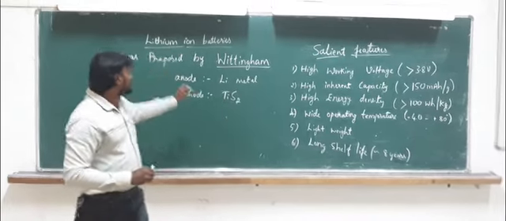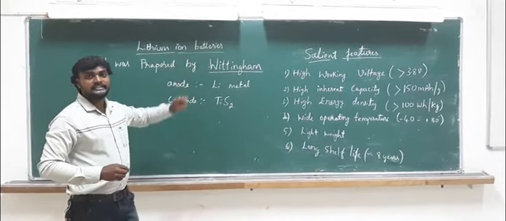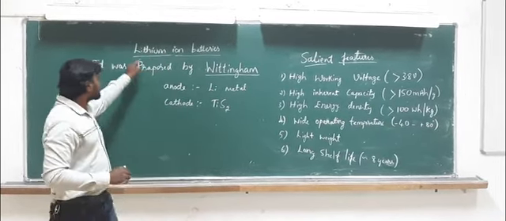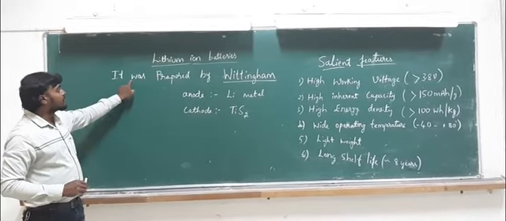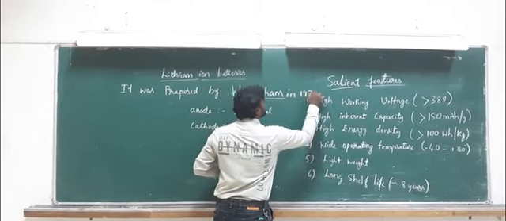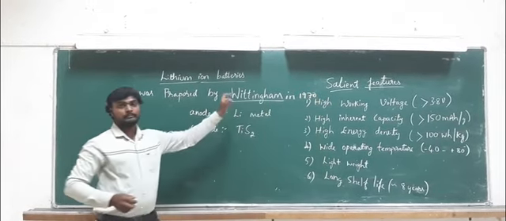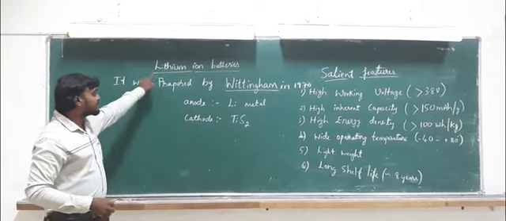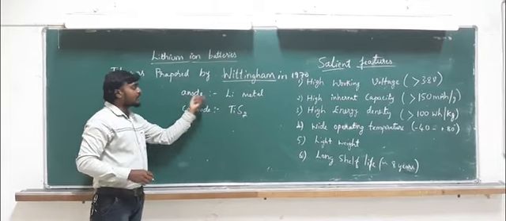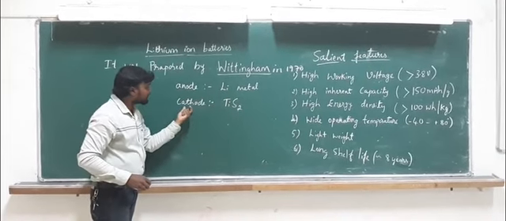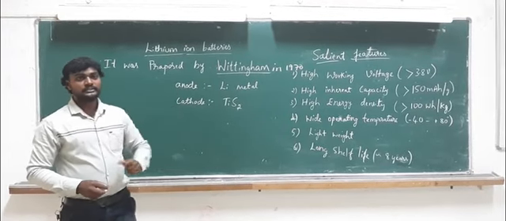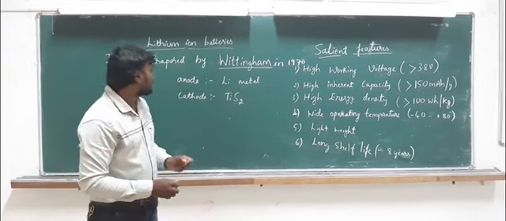Let's discuss lithium ion batteries. Lithium ion batteries are secondary batteries. We already heard about that. Lithium ion batteries were first proposed by Whittingham in 1970. The scientist Whittingham first proposed the lithium ion batteries. In this, Whittingham made the battery anode as lithium metal and cathode as titanium disulfide. So in these anode and cathode reactions, the battery shelf life will be more.